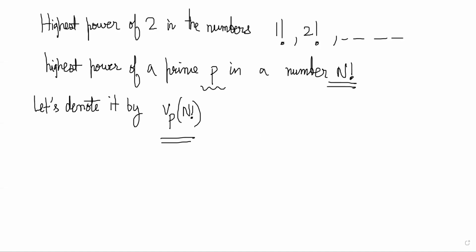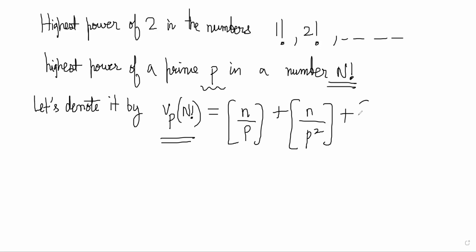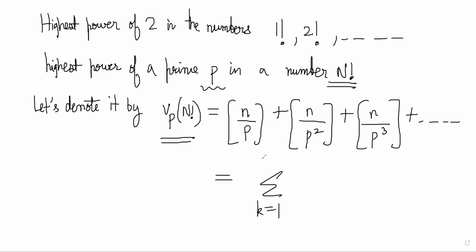So let's denote this by Vp(n!). And what you can show is that that will be equal to floor(n/p) plus floor(n/p²) plus floor(n/p³), and you keep doing this sequence of floors. So you can write this like this: sum over k going from 1 to infinity of floor(n/p^k).